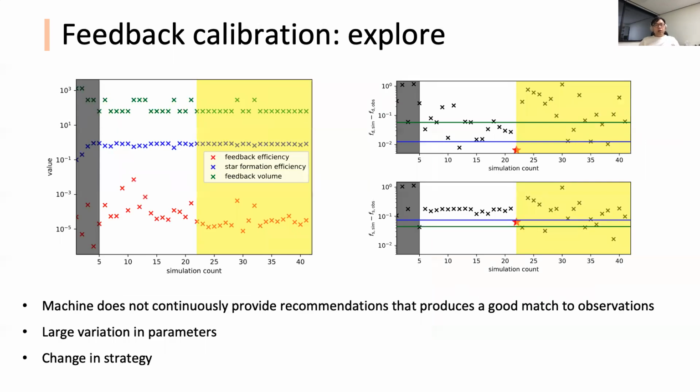But as you can see from the yellow region, after the best match is found, the machine actually didn't focus on the area that gave the best outcome. So it went back to widely varying. You can see both in terms of the parameters as well as the outputs. So this large variation in the parameter is actually caused by the strategy that is being used.